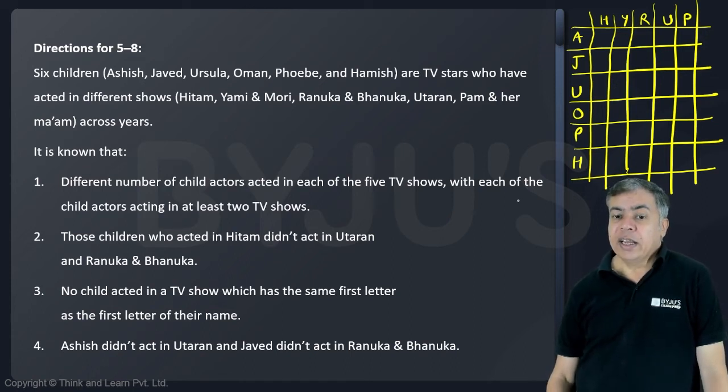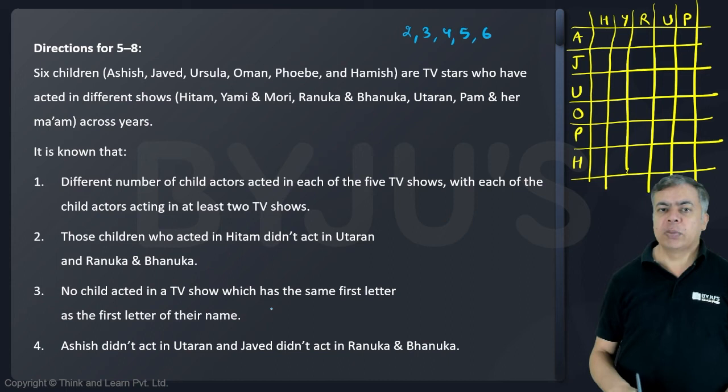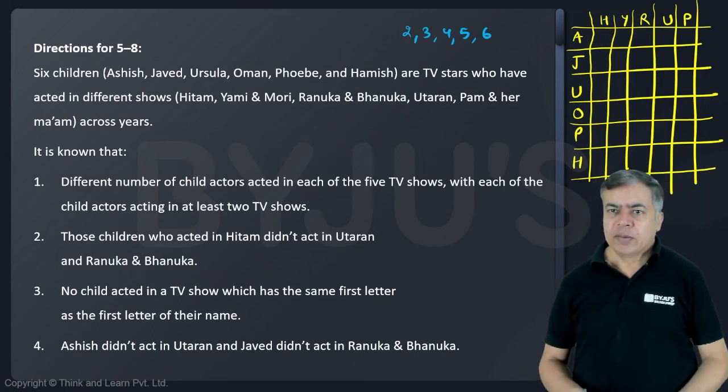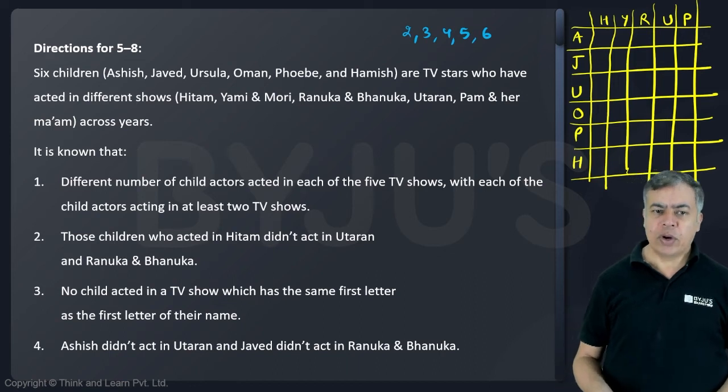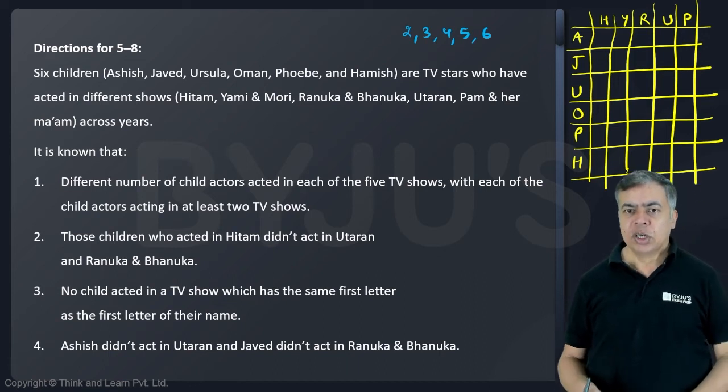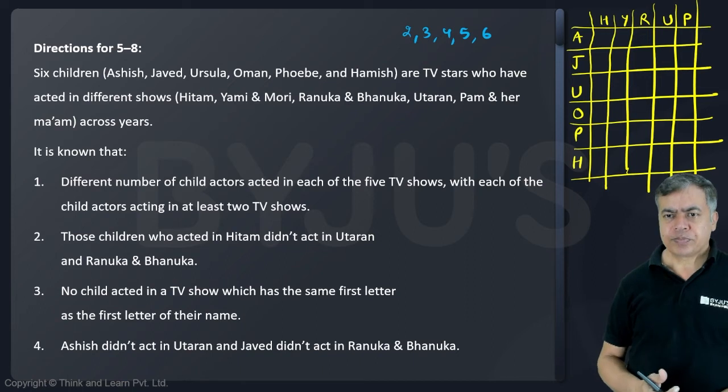Because there are 5 shows and each will be different, can I say that the numbers would be 2, 3, 4, 5, 6? The number of children acting in different shows must be different, and there are a maximum of 6 children, each child acting in more than one, that is at least 2 TV shows. So 2, 3, 4, 5, 6.